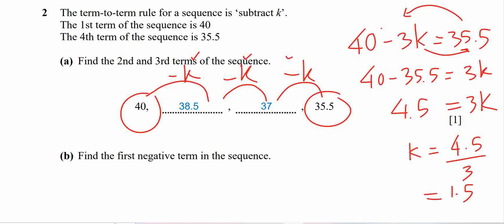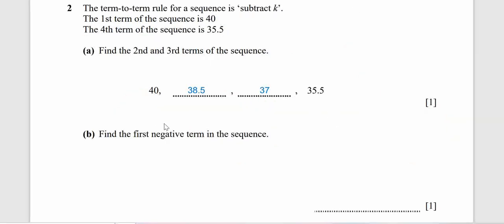So k is 1.5. Now it means 40 minus 1.5 is 38.5. 38.5 minus 1.5 is 37, and 37 minus 1.5 is 35.5. So that will be the answer. Next, question 2b. Find the first negative term in the sequence.